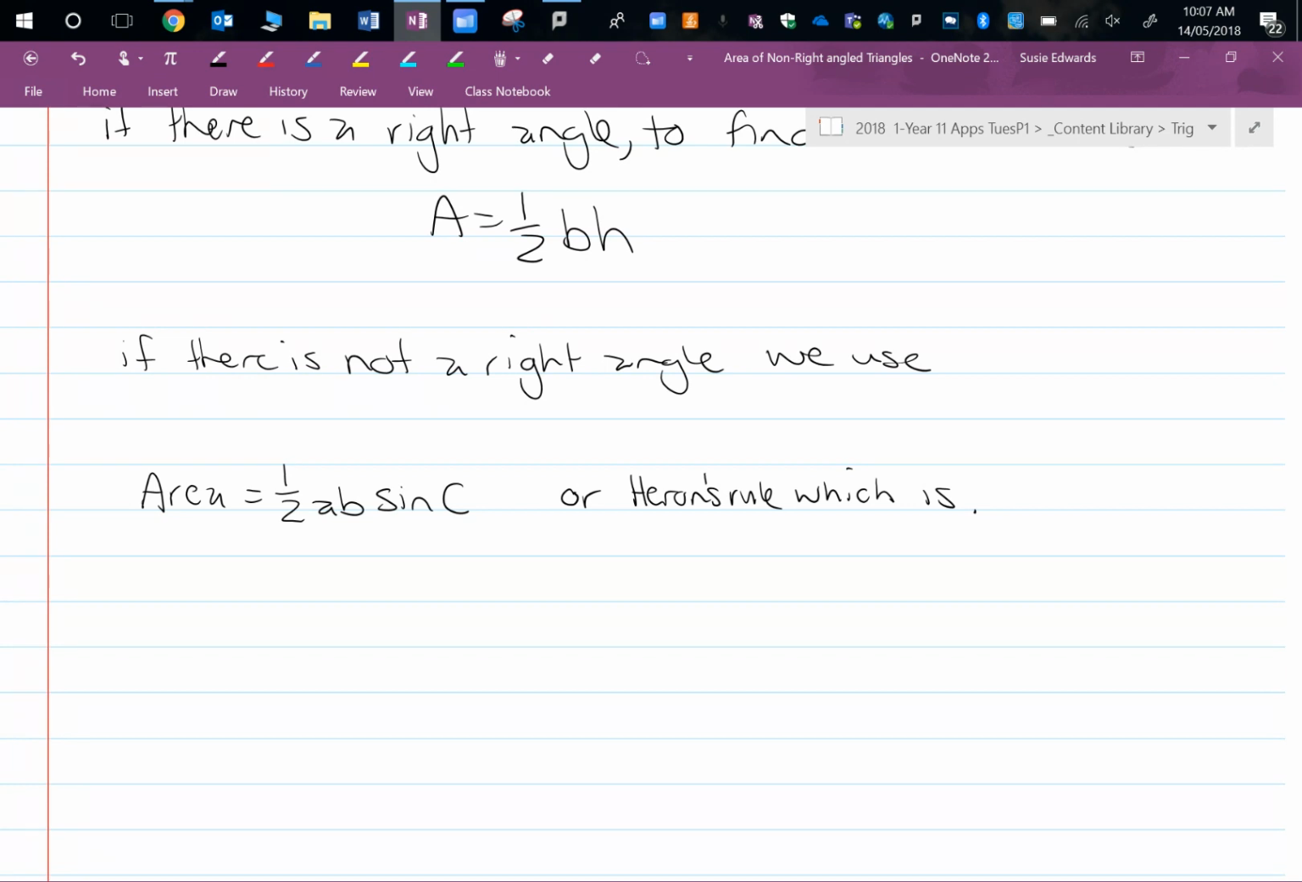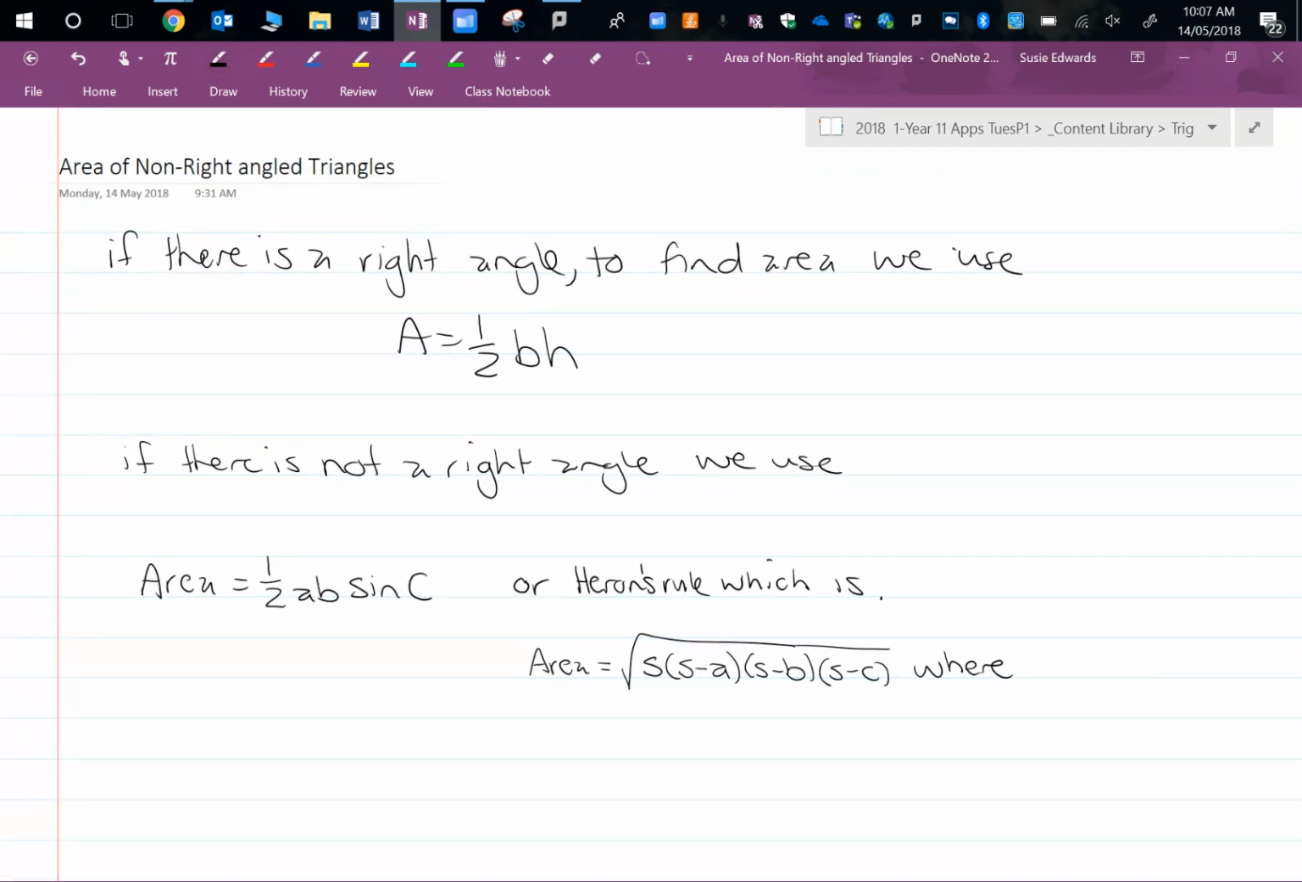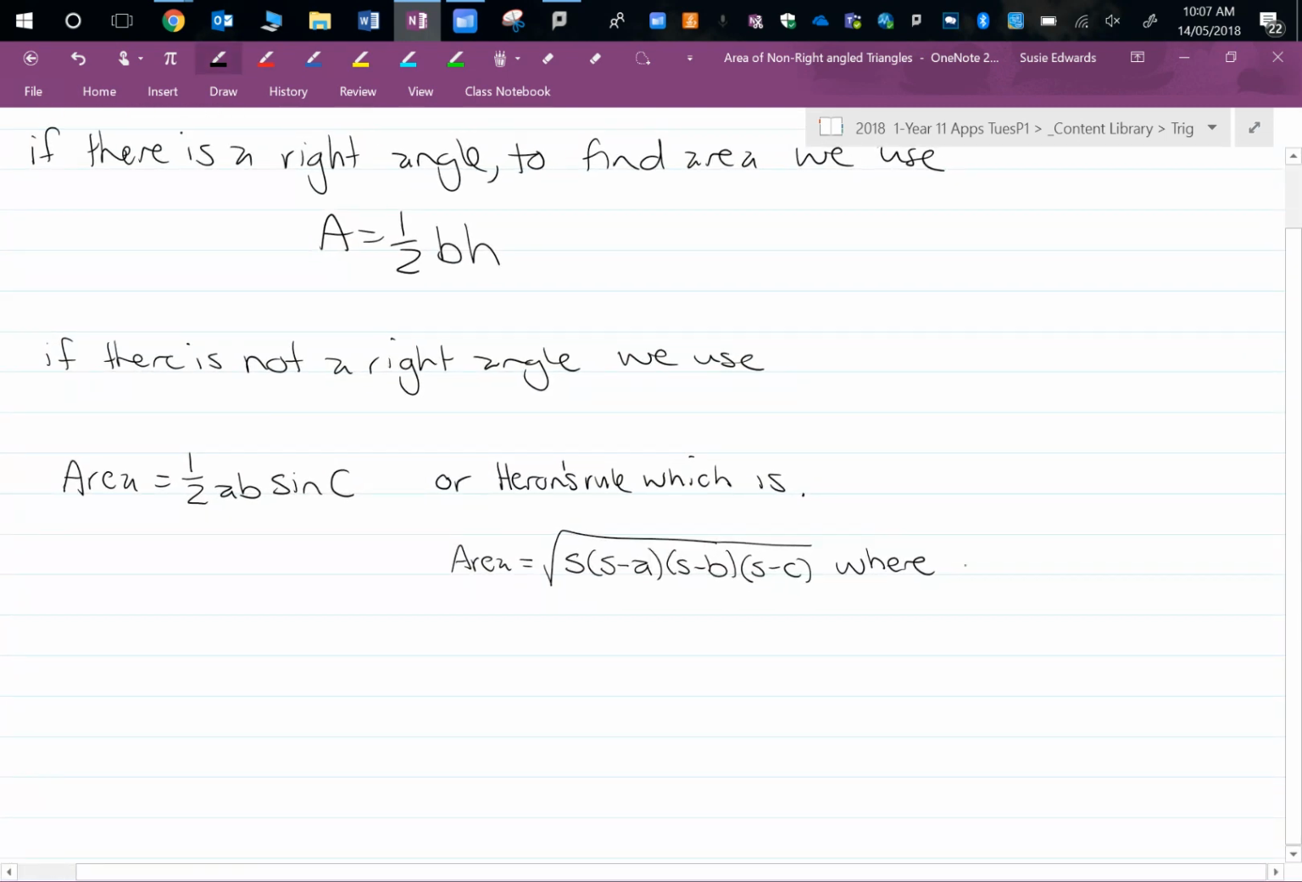So Heron's rule, which is area equals the square root of S bracket S take A bracket S take B bracket S take C, where S equals half of A plus B plus C. Little bit of a confusing rule.